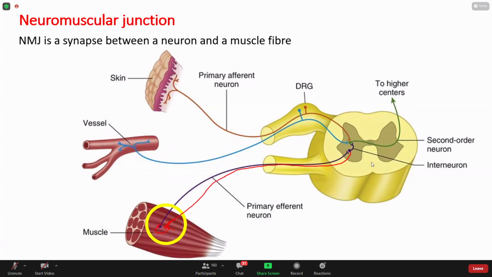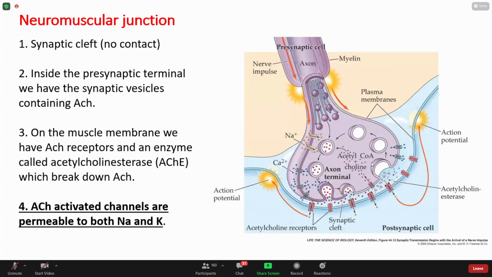So we'll take the neuromuscular junction as an example to talk about what happens after binding of the neurotransmitter to the postsynaptic muscle or postsynaptic neuron in general. Okay, so as you can see here, this is the neuromuscular junction. Here we have the postsynaptic cell, which is it a neuron or a muscle? It's a muscle in this case, because this is the neuromuscular junction. And here we have the presynaptic terminal.